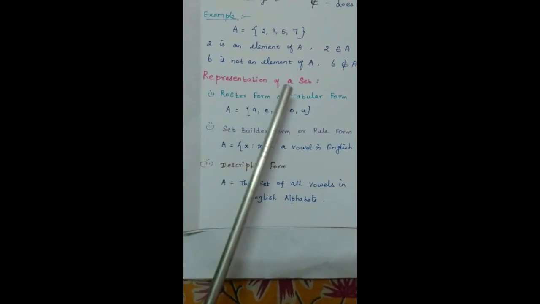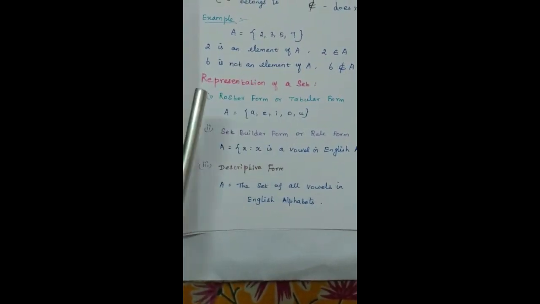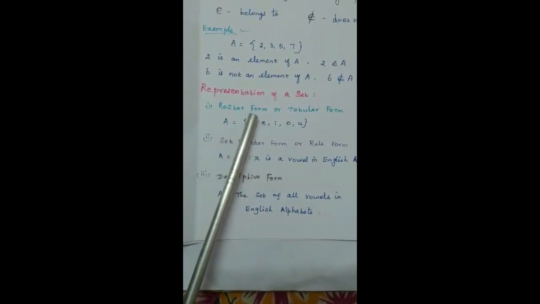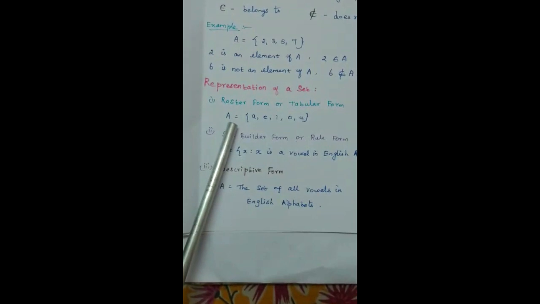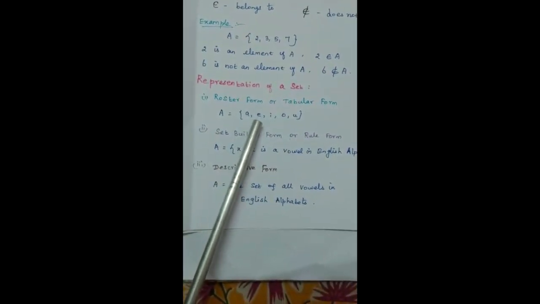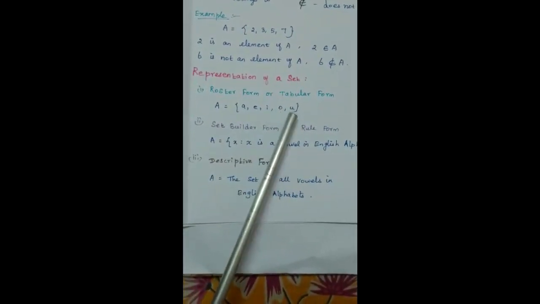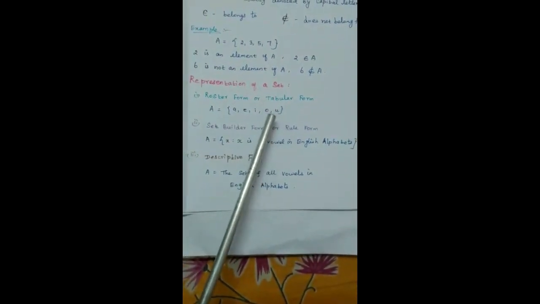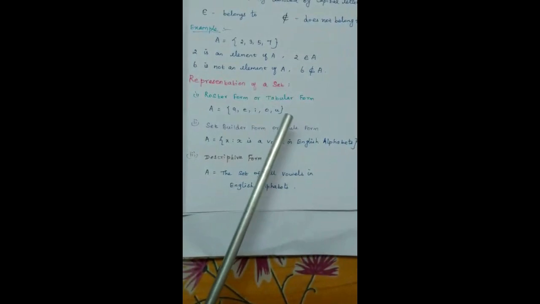Next, representation of a set. There are three ways to represent a set. First one is roster form or tabular form. Set A is equal to the set of all {a, e, i, o, u}. So, a, e, i, o, u are vowels of the English alphabet.